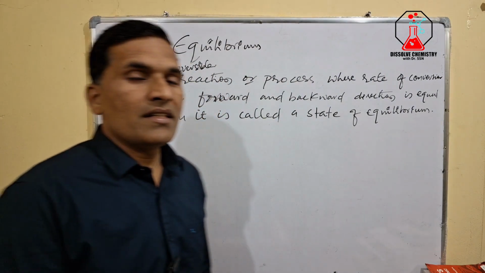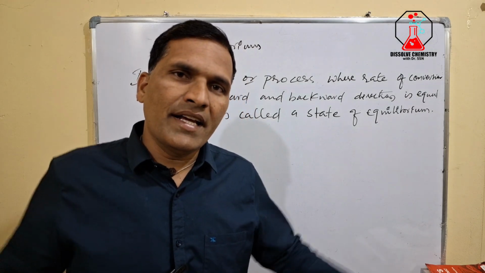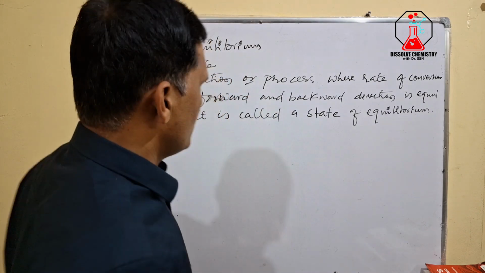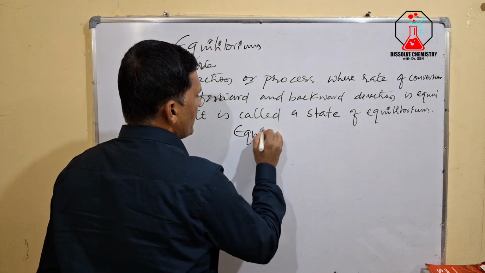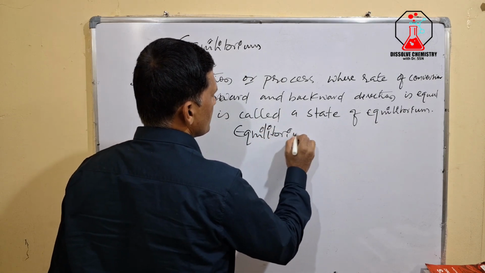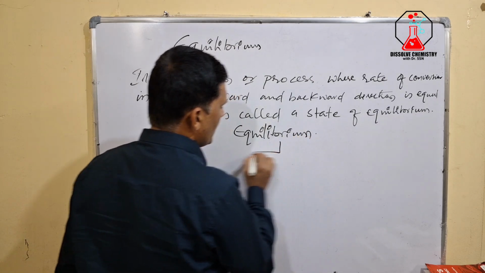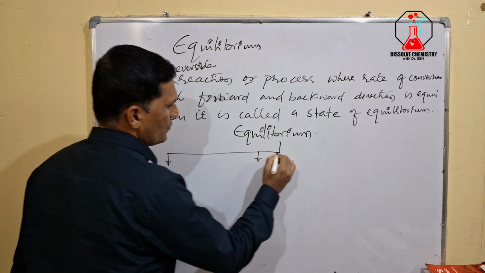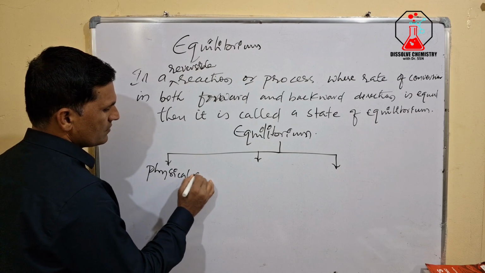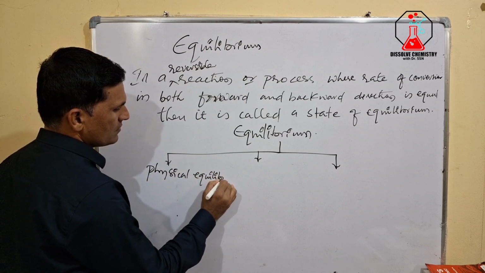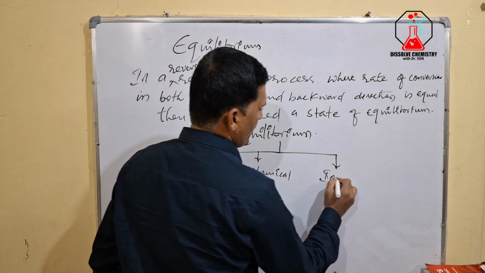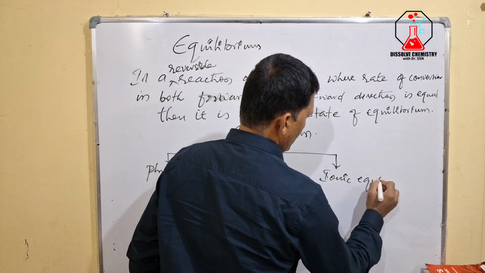So now we will categorize these equilibria into different types to make our study very easy. Okay, so let us classify these. Equilibrium we are going to classify into three classes to make our study very easy. One we call as what? Physical equilibrium. And the second one we call chemical. And the third one we will take as what? Ionic equilibrium.